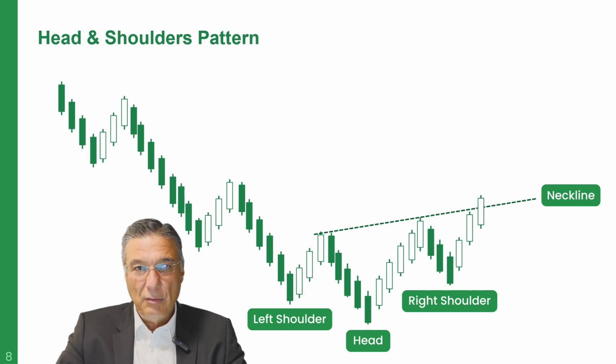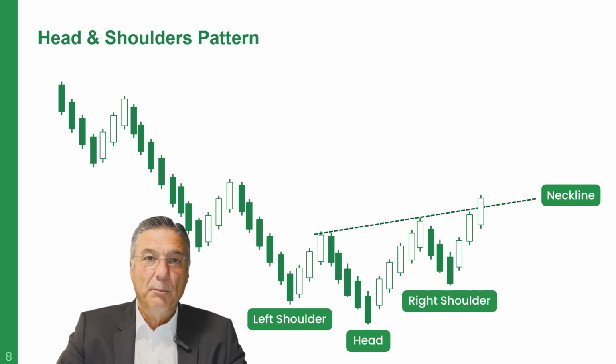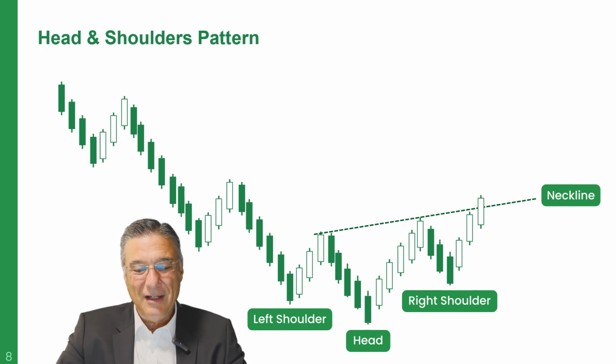So let's take a look at the whole inverse head and shoulders structure. The lowest bottom is called the head. The bottom to the left of the head is the left shoulder, and the bottom to the right of the head is the right shoulder. Now, the line that connects the last two tops is the neckline.